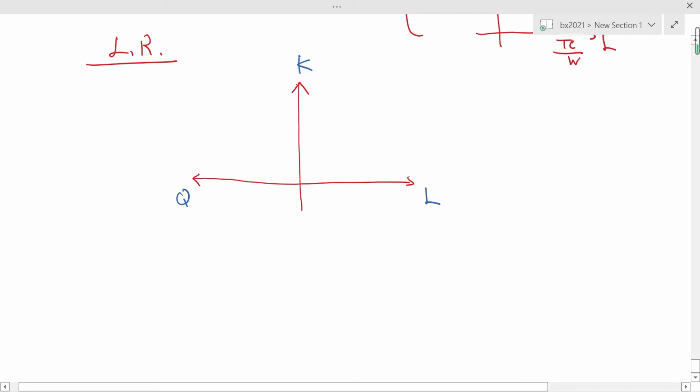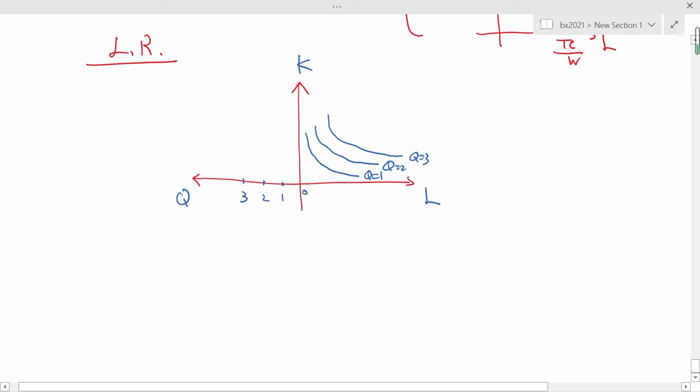So on the capital-labor space, we have isoquants. I'm going to start with an isoquant corresponding to 1 unit of output. And there's another, which corresponds to 2 units of output. And a third one corresponding to 3 units of output.